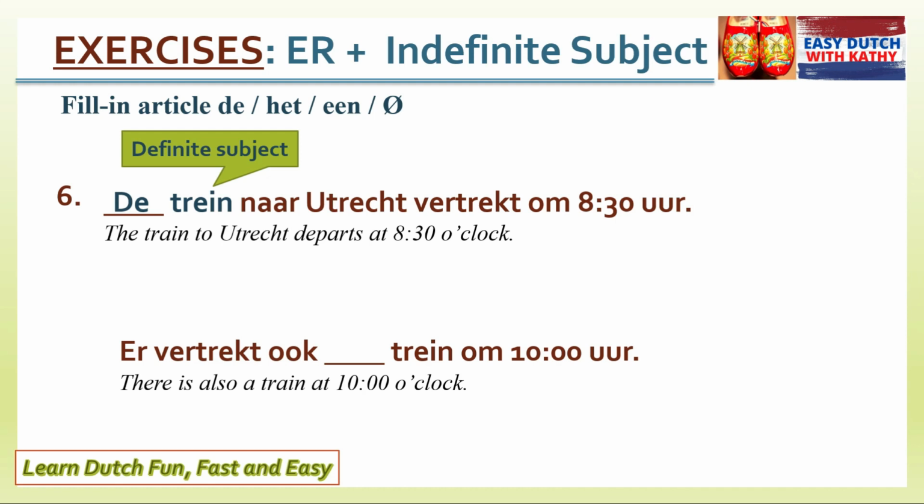And trein in the second sentence is mentioned in general. So it is an indefinite subject. And we have one train, so it's article "een". So we've got our final sentences here: De trein naar Utrecht vertrekt om 8:30. Er vertrekt ook een trein om 10:00.